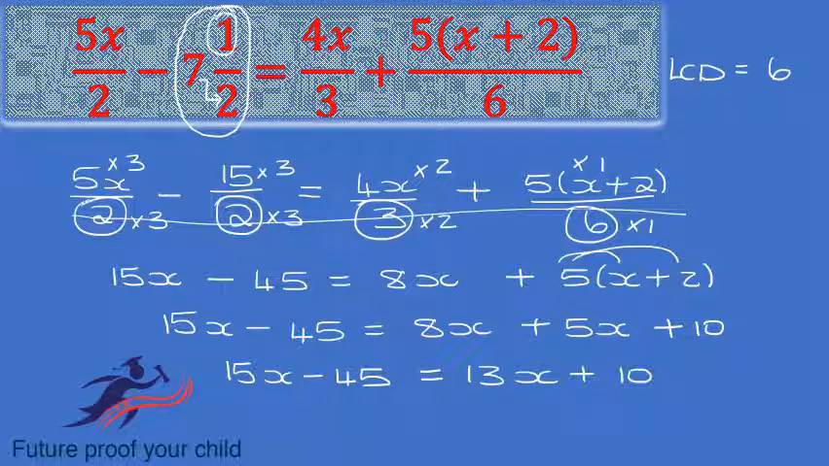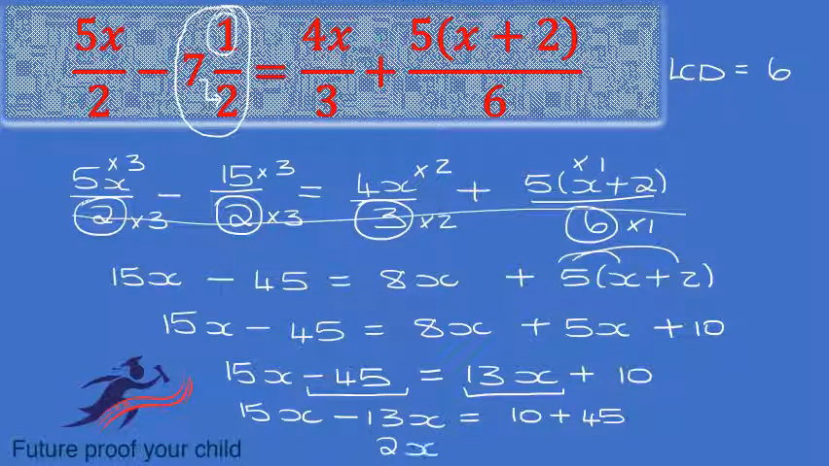So I'm going to keep the 15x on this side. I don't want the 13x here, so I'm going to subtract 13x. I've got a 10. I want to get rid of minus 45, so I'm going to add 45. And then I get 15x minus 13x is 2x. And 10 plus 45 is 55. I want to get rid of the 2, so I'm going to divide both sides by 2. So x equals 55 over 2.